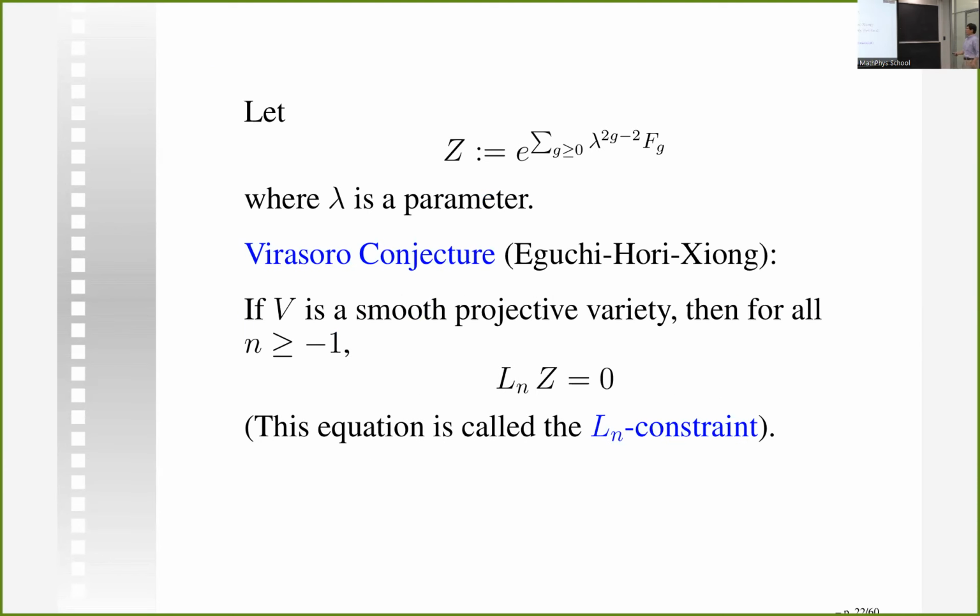And then if we sum up all the generating functions of different genera, with the insertion of an extra parameter lambda to the power 2g minus 2, then take the exponential, we call this function Z. This is the partition function, as called by physicists. Then this Virasoro conjecture just says that if X is any smooth projective variety, then this infinite sequence of differential operators should kill this function Z. So this equation is called the L_n constraint.